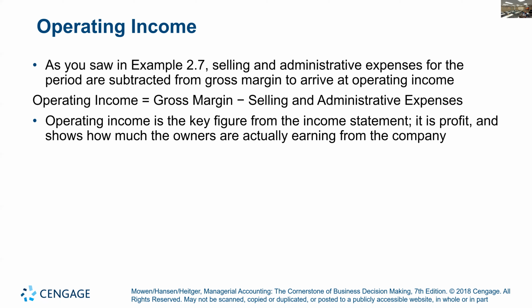Sales minus cost of goods sold, or sales minus all the product costs, gets us our gross margin or our gross profit. And then our gross profit minus our selling and administrative or our period costs gets us to our operating income. And that ties a tight little bow there on the whole point of chapter 2.